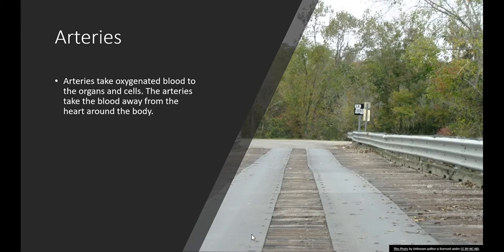Okay, arteries take oxygenated blood to the organs and cells. The arteries take the blood away from the heart around the body. So they collect oxygen from the lungs, which we'll talk about later too, and they take it around the body.